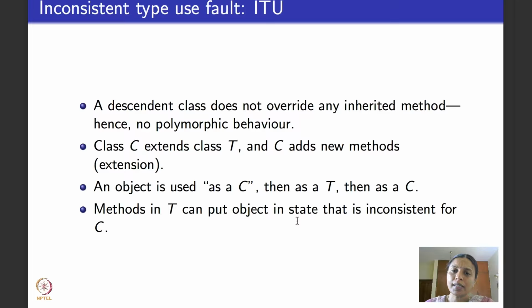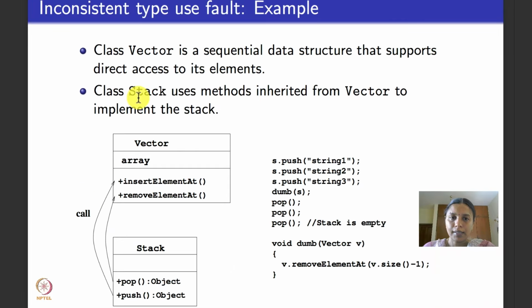What do we mean by a state? We mean by a state, in any programming language, including object-oriented programming language, the values of all the variables. So this last point, you must read it as methods can change the values of some of the variables, which results in the object going into a different kind of state. So here is an example.